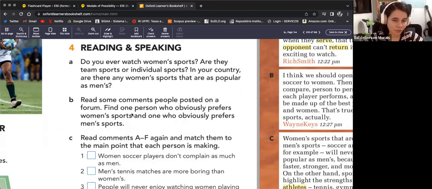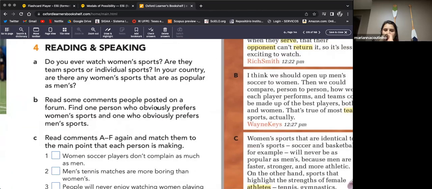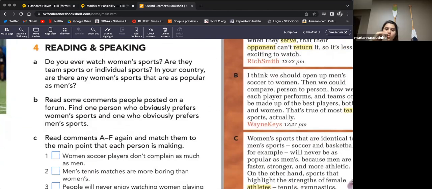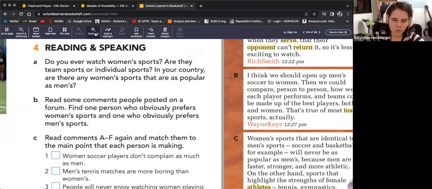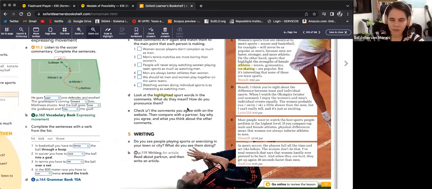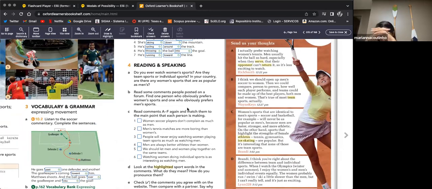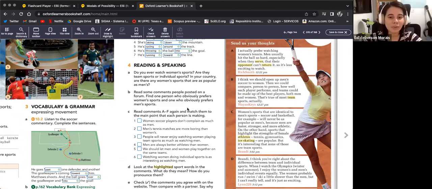Okay, letter B. You can read some comments people posted on a forum. Find one person who obviously prefers women's sport and one who obviously prefers men's sport. Let me zoom out. So, what do you think? Which one is the one that prefers men's sports? Only men's.